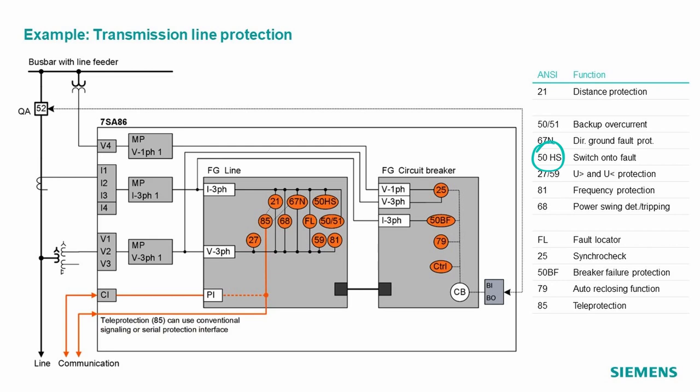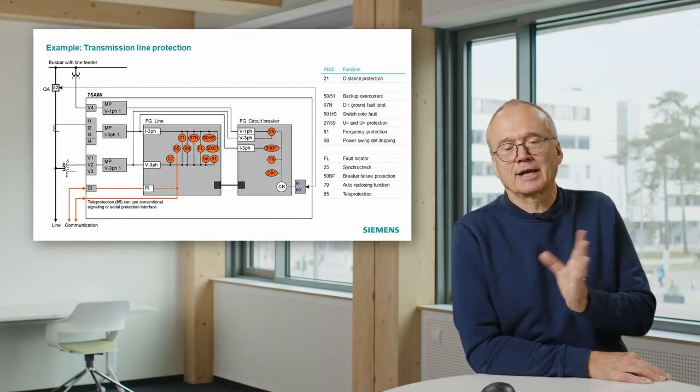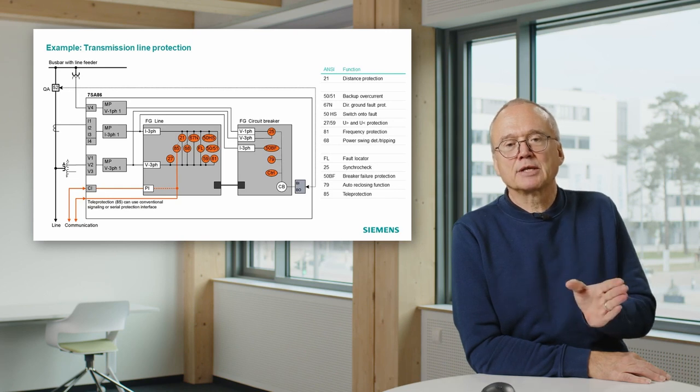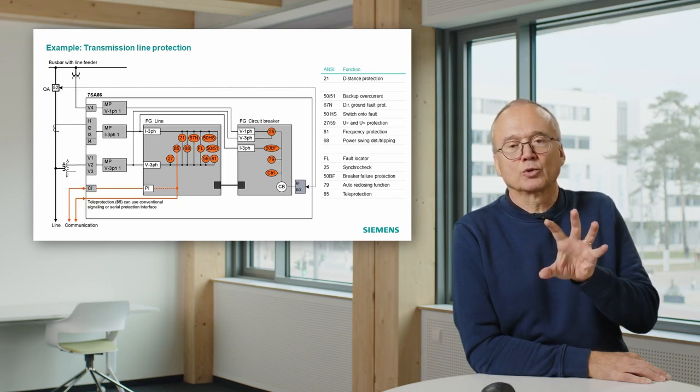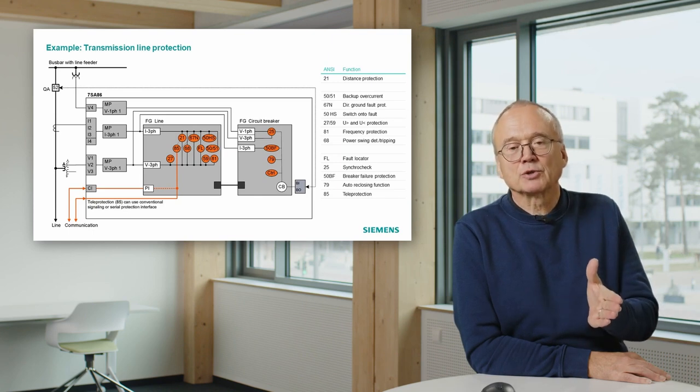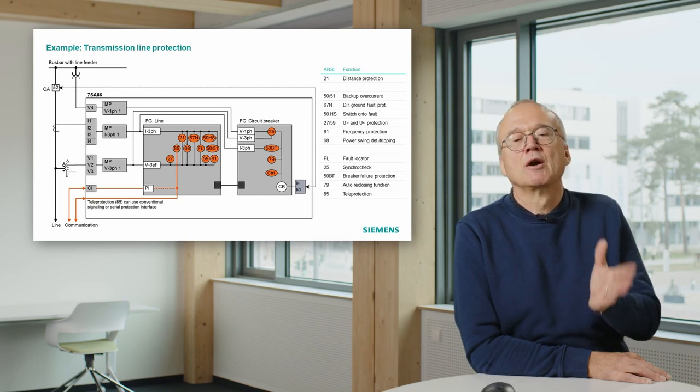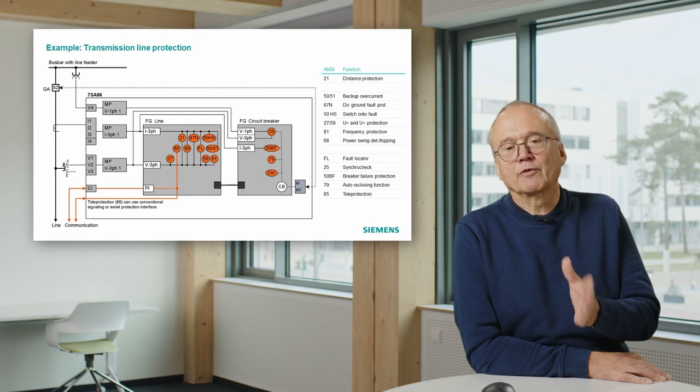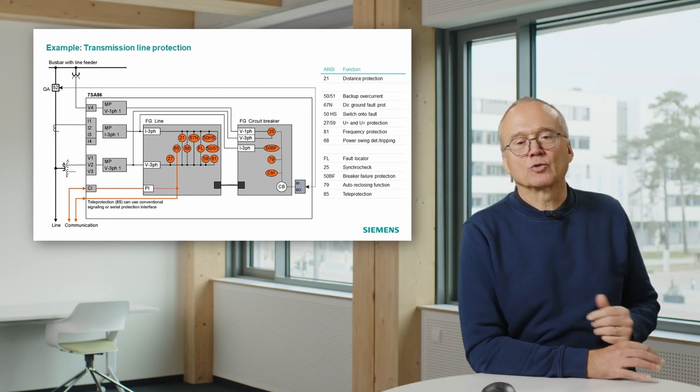It's called here a little bit different: 50 HS, high speed. We have under voltage, over voltage, frequency, and we also have here the power swing detection and tripping. Remember, the power swing function has 2 possibilities. It can either be used to detect the power swing and block the distance protection, so that it doesn't make wrong trips, or we can use the power swing function for dedicated tripping.